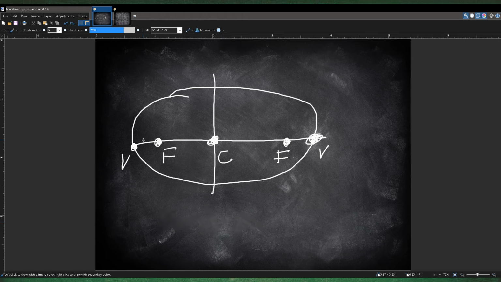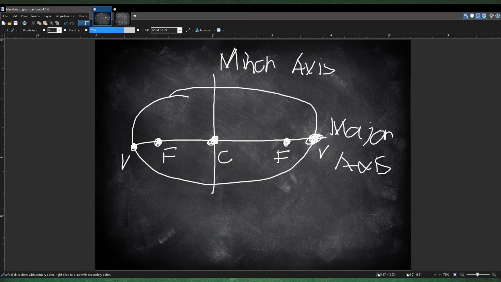And wherever these points are, they all lie on what's called the major axis. That's the line that they're all in. The line that's perpendicular to that line, making a right angle, and goes through the center, is called the minor axis. So that is basically the general way to write it.